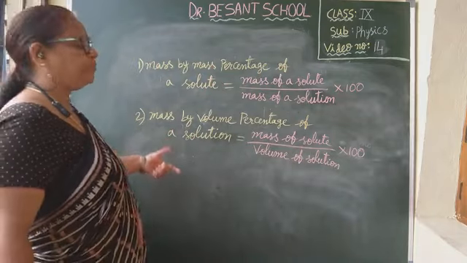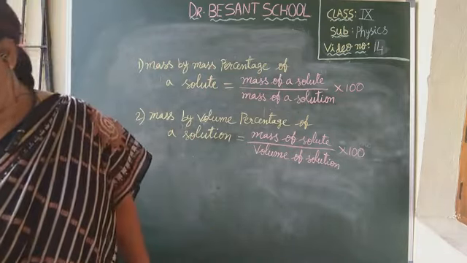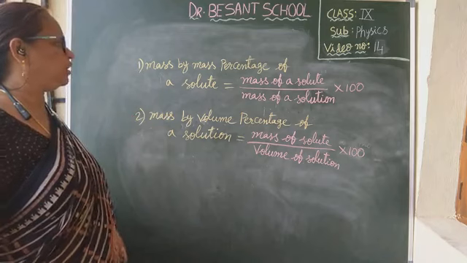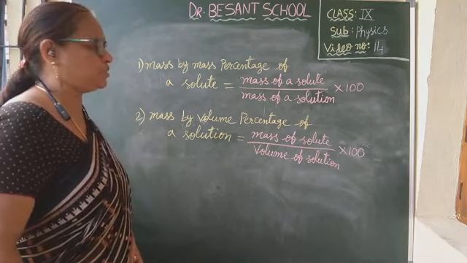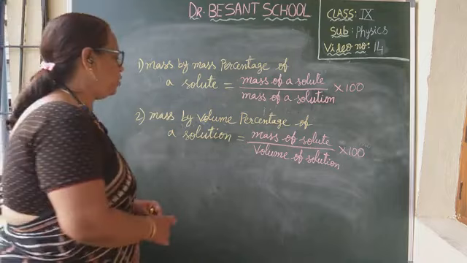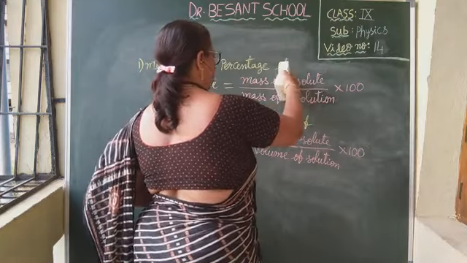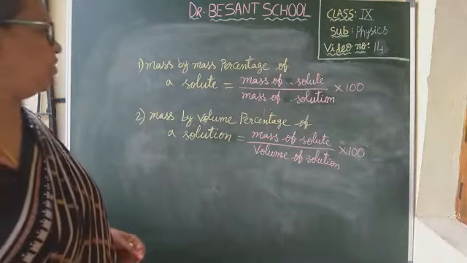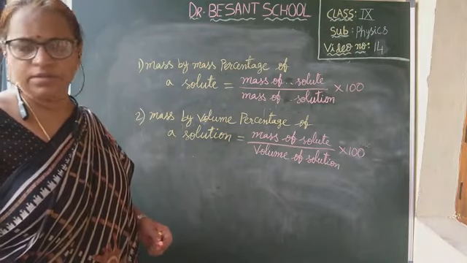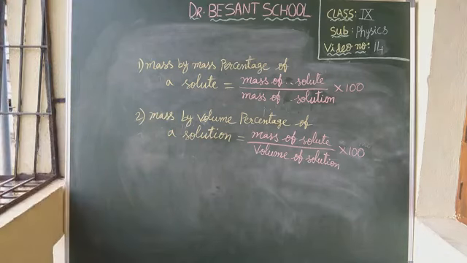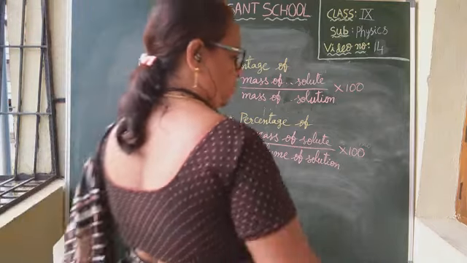These are the two very important formulae which we are using for doing many problems. Please note down: mass by mass percentage of a solute equals mass of solute by mass of solution into 100, whereas mass by volume percentage of a solution equals mass of solute by volume of solution into 100. So we will do sample problems on this. Please note down children. Okay, completed, right?